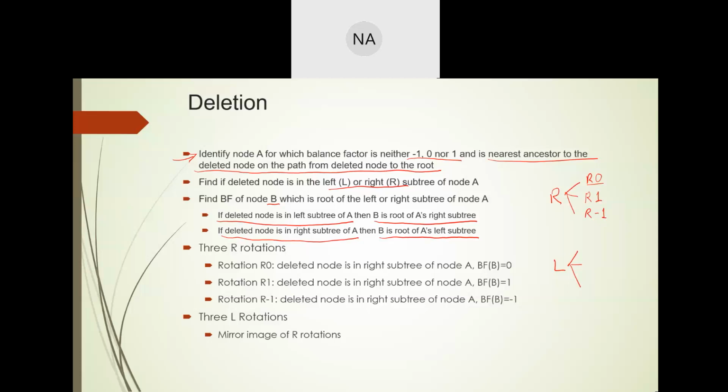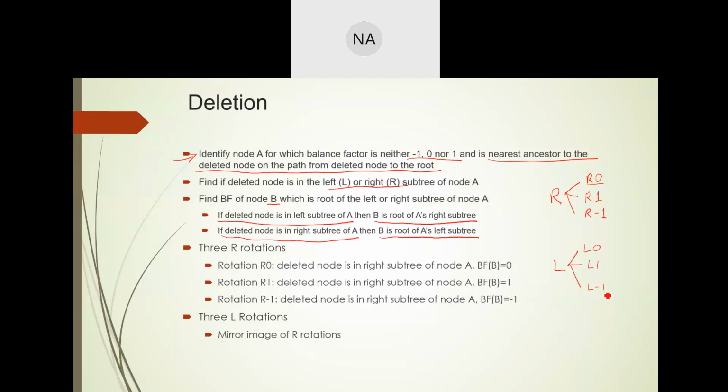R, because the node is deleted from the right subtree of node A, and 0 means the balance factor of node B is 0, R1 when it is 1, R minus 1 when it is -1, and node B is the root of the left subtree of the node A. Likewise, you can define L0, L1, and L minus 1 notation.